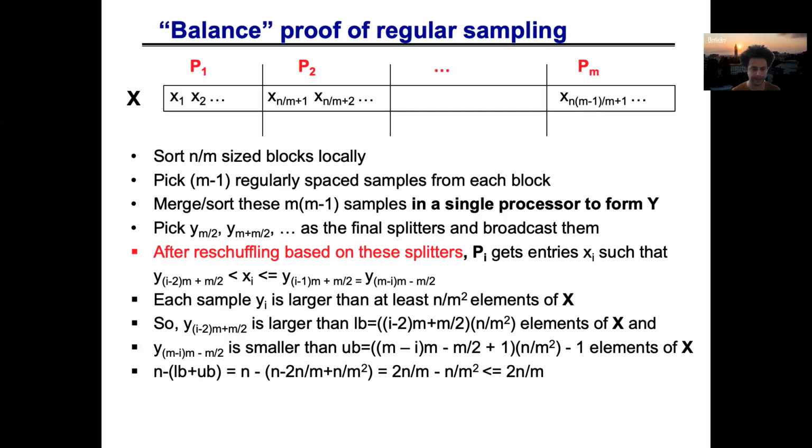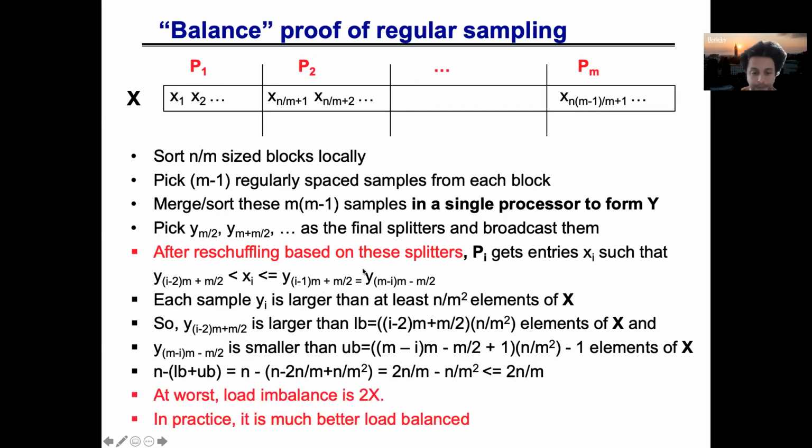Notice that I haven't fully covered all the cases. There are 2 more cases. I have covered the case where the processor number is not the first one and not the last one, anything in between, so p2 to p_{m-1}. But the other cases, p1 and pm, are actually easier. The one in the middle is tighter, so I just proved that case. In practice, the load balance is actually much better than 2x. So since I proved that the splitter method doesn't create load imbalance, the bounds are somewhat easier asymptotically, right?